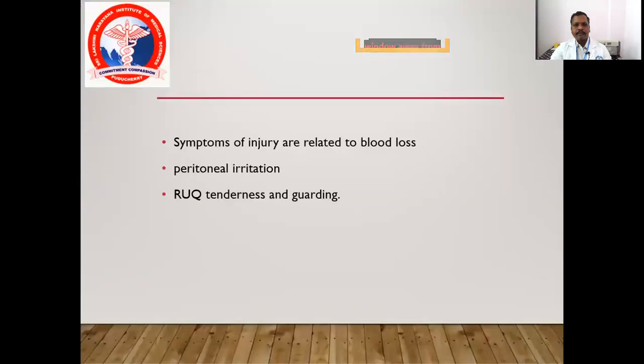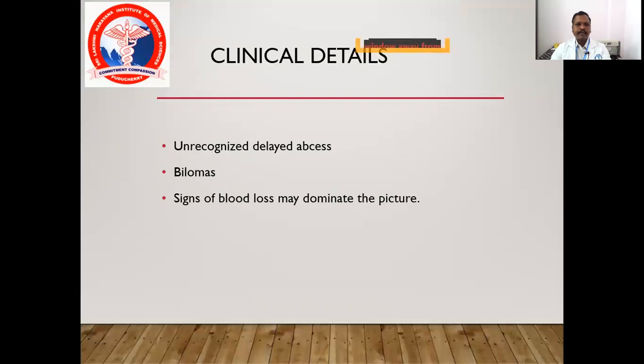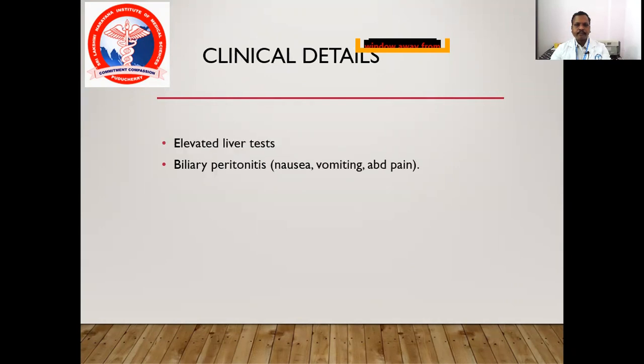Now, clinically, symptoms of injury are related to blood loss and peritoneal irritation. You can have right upper quadrant tenderness and guarding. There can be an unrecognized delay, and if there is a delay, it might lead to abscess. Bilioma is also very common. Signs of blood loss may dominate the picture, such as hypovolemia and tachycardia.